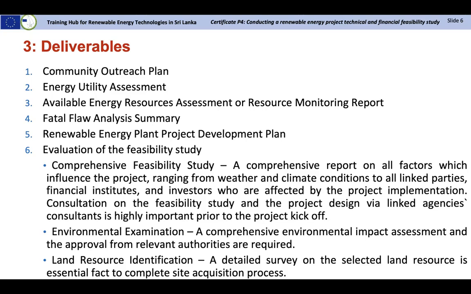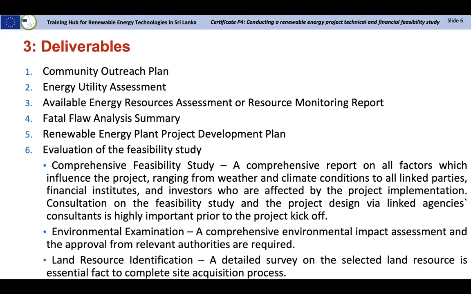And then fatal flaw analysis summary we do have. And then renewable energy plant project development plan. We have a high-level plan with us. And then evaluation of the feasibility study. Every comprehensive feasibility study, environmental examination, land resource identification, each and everything are deliverables from this project feasibility study.